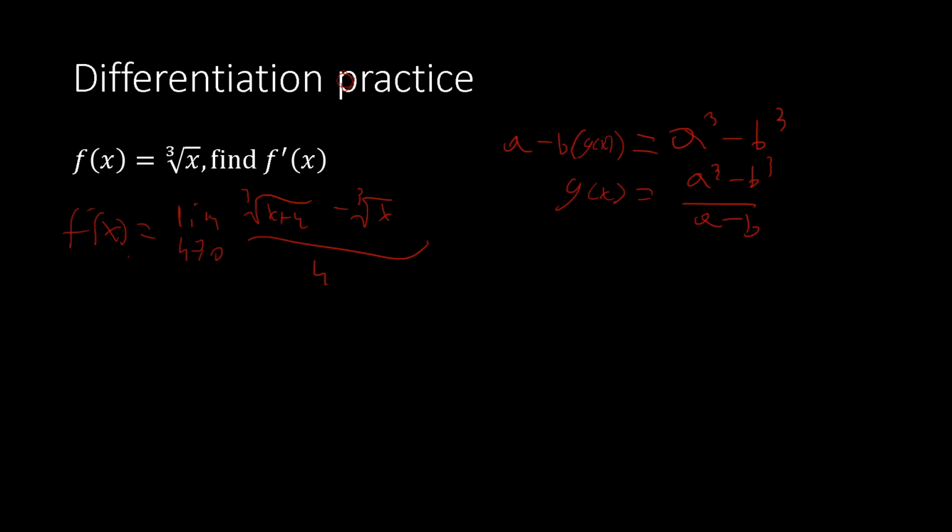Now if you remember the difference of cubes factoring pattern, we know that g of x is going to just be a squared plus ab plus b squared. So let's just plug this in. So a squared plus ab plus b squared. And let's start multiplying by this in our limit.